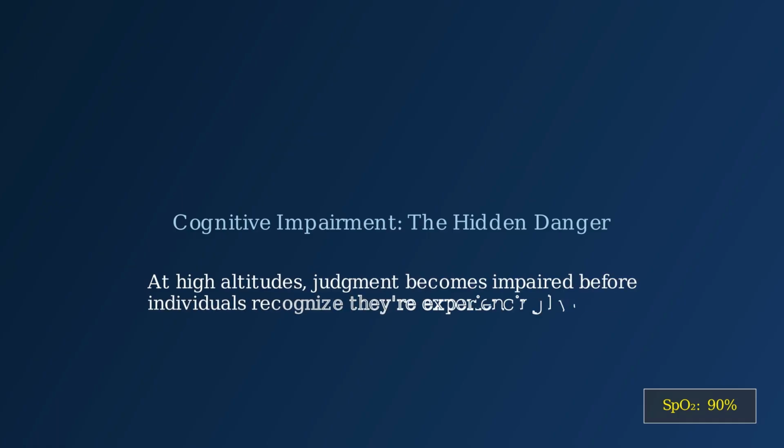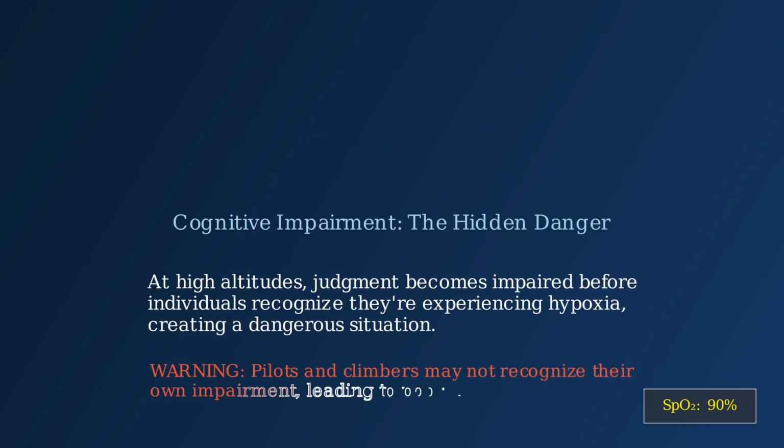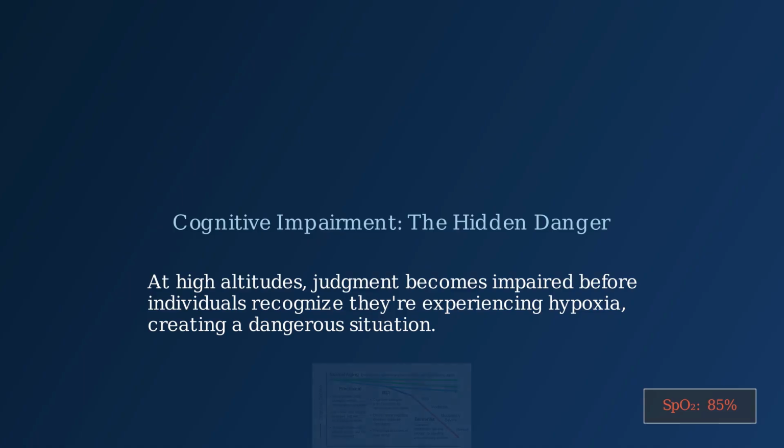One of the most dangerous aspects of hypoxia is cognitive impairment. As oxygen levels decrease, judgment and decision-making abilities deteriorate before physical symptoms become apparent. This creates a particularly hazardous situation because affected individuals often don't recognize their own impairment.